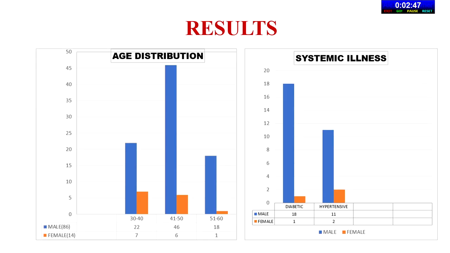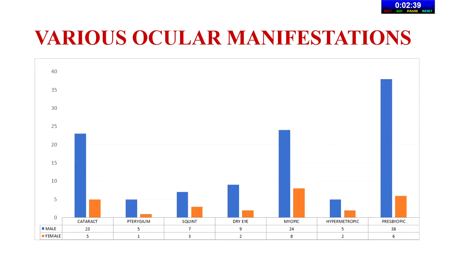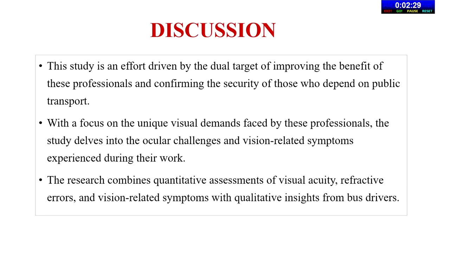It was found that among 100 bus drivers and conductors, 18 were diabetic and 11 were hypertensive. Among all the ocular manifestations, refractive error was more common. Among them, presbyopia turned out to be the highest among the bus drivers and conductors. This study is an effort driven by the dual target of improving the well-being of these professionals and confirming the security of those who depend on public transport.